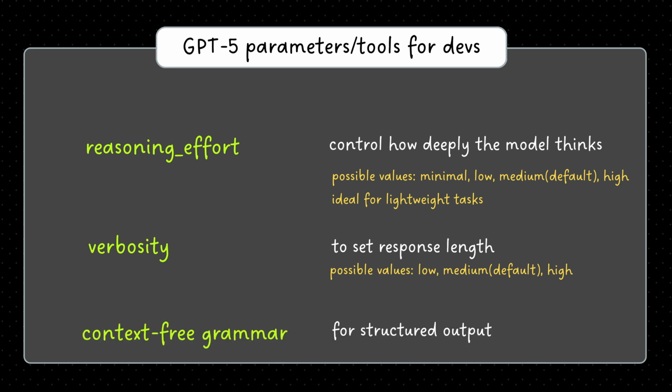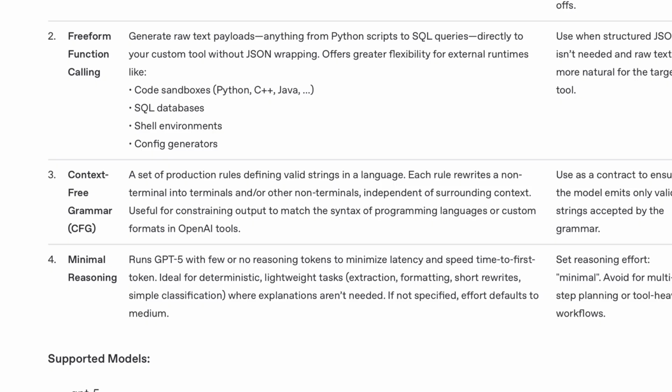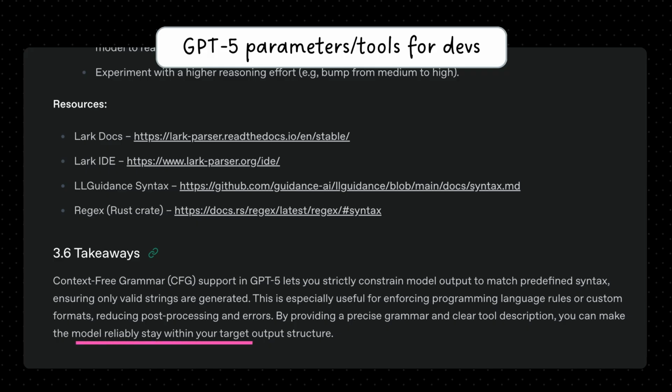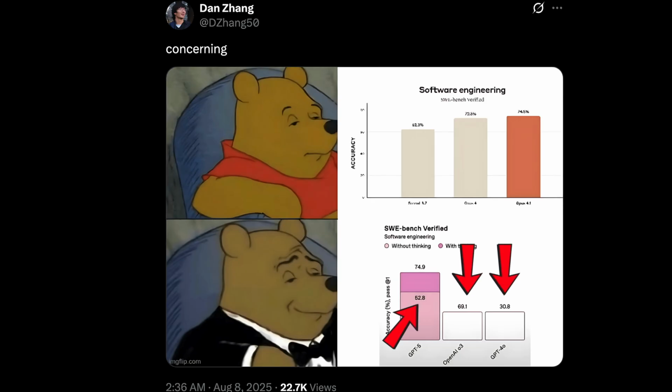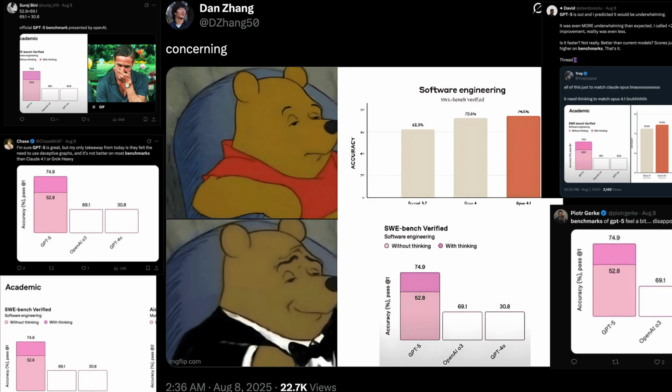They've also added context-free grammar support, which lets you specify exact output formats, giving you more flexibility in how you structure responses. There's been discussion about GPT-5's benchmark claims, and it goes deeper than just these charts.